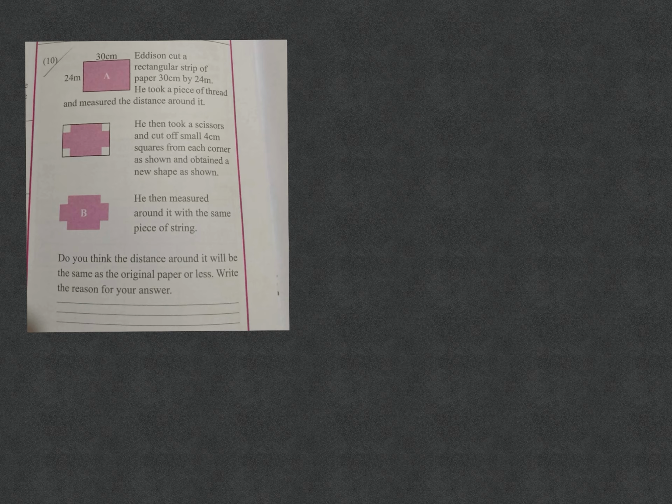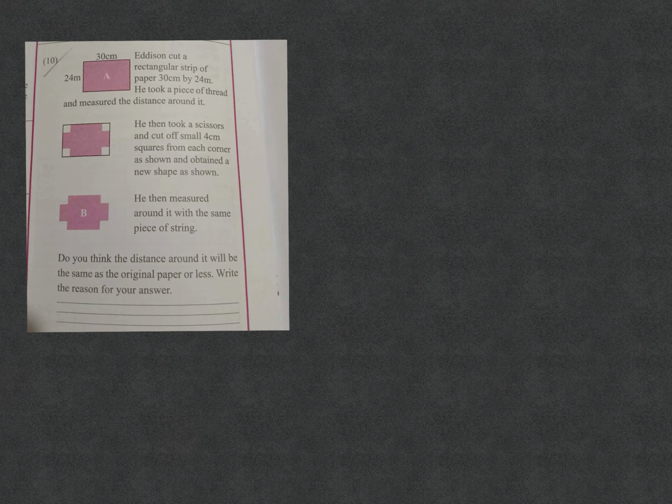So, question number 10. Edison cut a rectangular strip of paper 30 centimeters by 24 meters. He took a piece of thread and measured the distance around it. Now, first up, I believe there is a slight error in this question. 24 meters is huge. If I stretch out my hands to the other finger, a meter is huge.